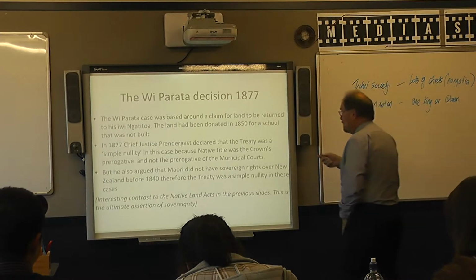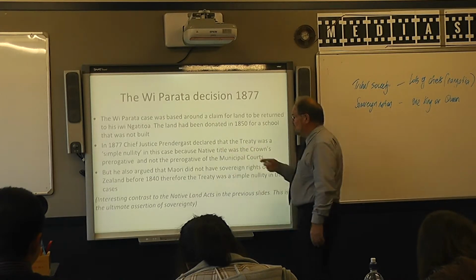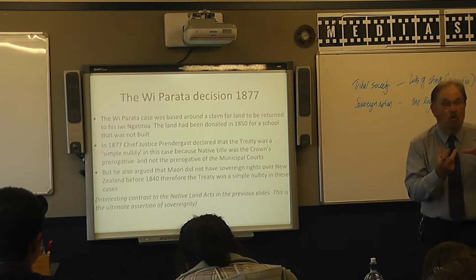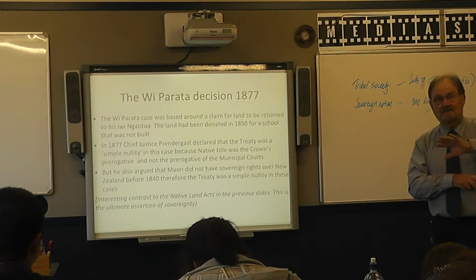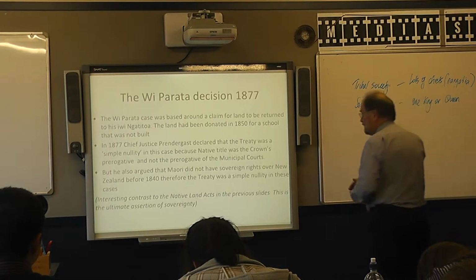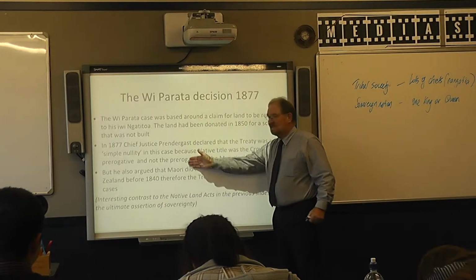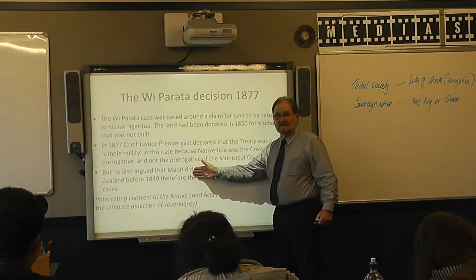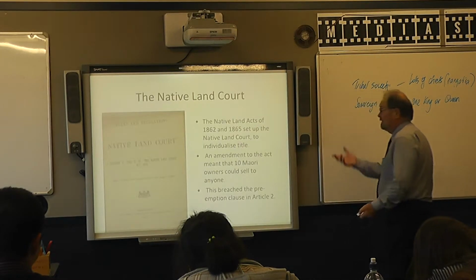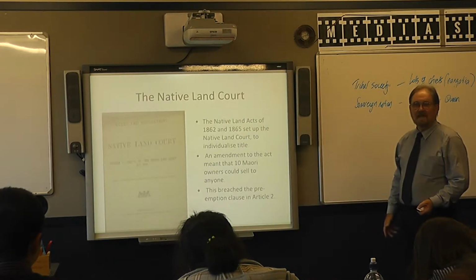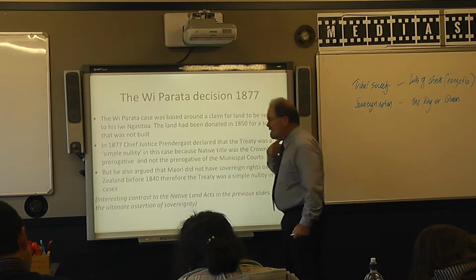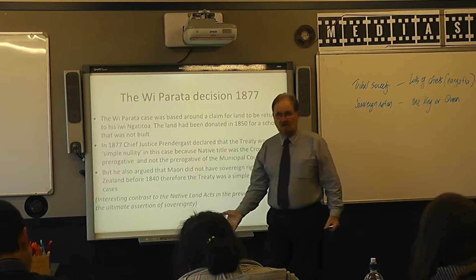And the second argument was because anything to do with native title was the prerogative of the Crown, not the prerogative of a court such as his. So he rejected his court's ability to even deal with it, and therefore he said, as far as I'm concerned, any decision I make just negates the treaty as legally binding, despite all this stuff to do with land. It's incredible. So they are saying, and that is to me the ultimate assertion of sovereignty.